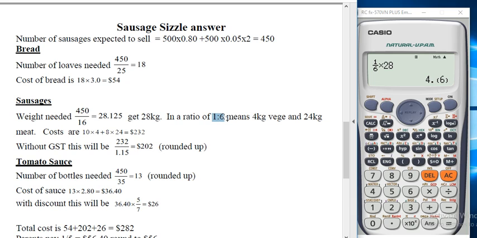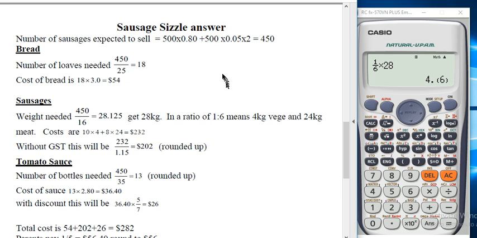Alright, what this means is, if you think of a box, and I haven't drawn it here, but you think of a long box with 7 squares in it. A long box with 7 squares. Now the very first box, you can draw this yourself if you like, will be for the veggie. The veggie sausages all go into that box. And then 6 times that amount will be the boxes for the standard sausages.